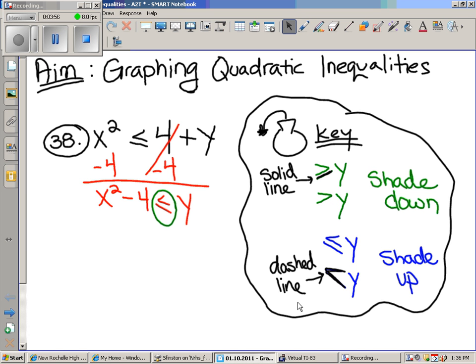Let's use our key to examine the graph that I just put forth to you. What kind of graph is this? Which way are we shading, up or are we shading down? Very nice, because y is greater than. Yeah, we're going to be shading up. And it's a solid line. Very nice. These are gimmies on your test.